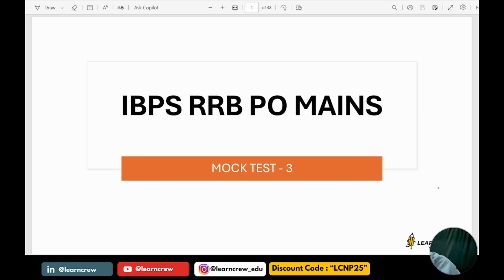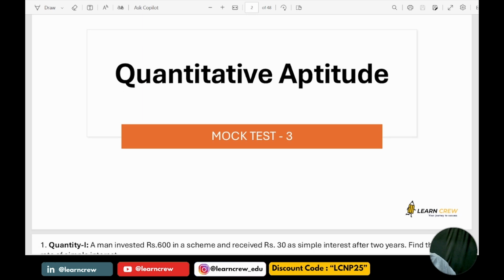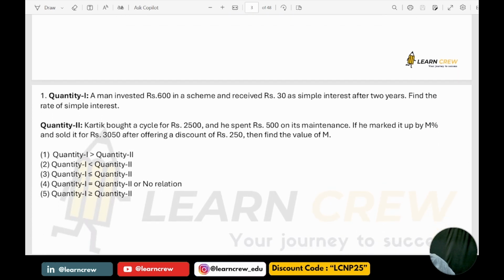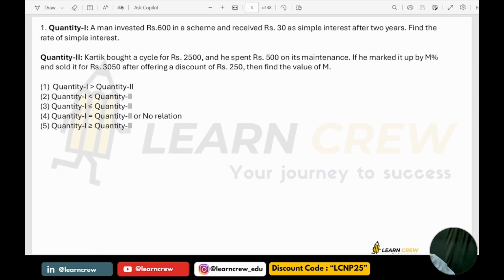So welcome to the session. Today we are going to discuss IBPS RRB PO Mains mock test 3 quantitative aptitude section paper analysis. So here, see the first question. A man invested: quantity 1 and quantity 2 based questions.